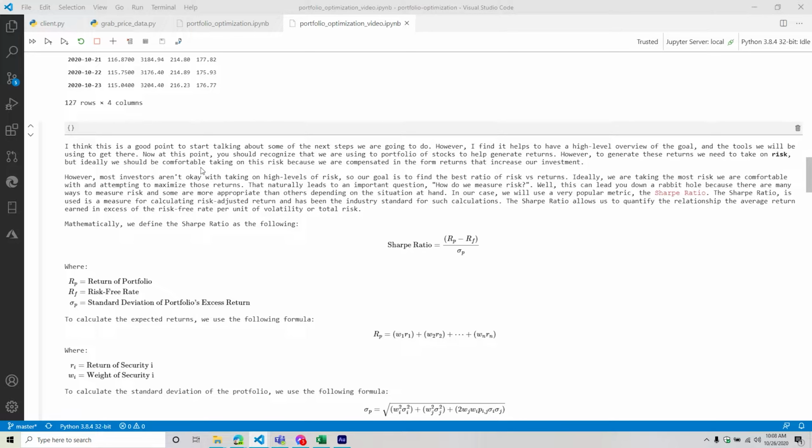So I do have this part of the notebook, and I would encourage you, if you have some time, to look over it and just read through it. I think most of this stuff is pretty interesting, but I think it helps frame the problem as to why do we approach looking at portfolios in this fashion.